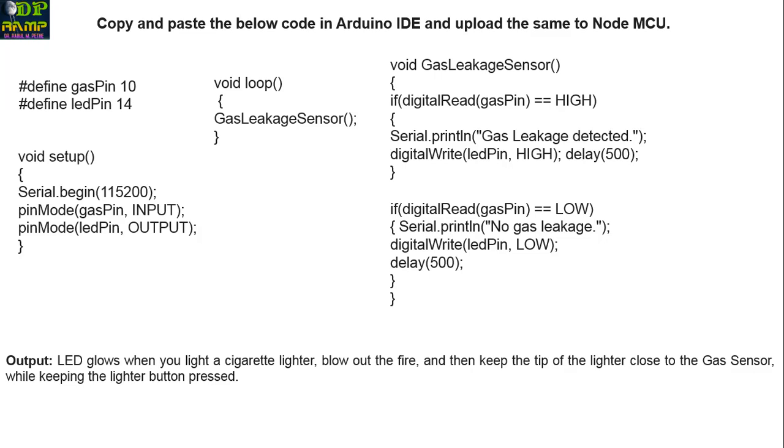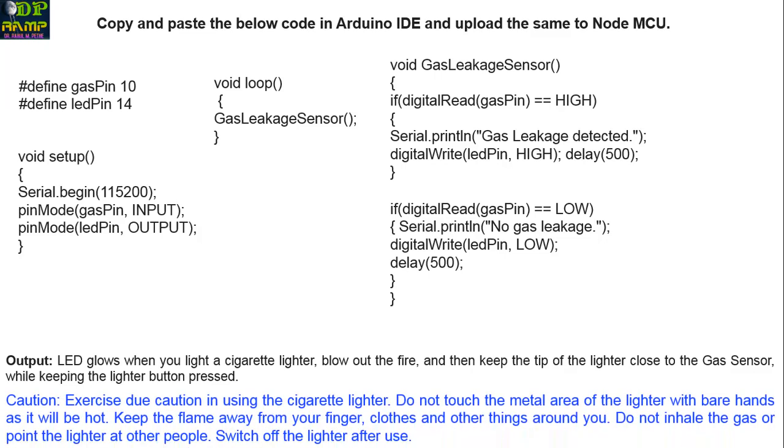So the output will be that the LED glows when you light a cigarette lighter near that particular gas sensor. We light the lighter and then blow out the flame. At that time gas will be indicated, or gas will leak. Blow out the fire, and then we keep the tip of the lighter close to the gas sensor, keeping the lighter button pressed only, so that gas is released.